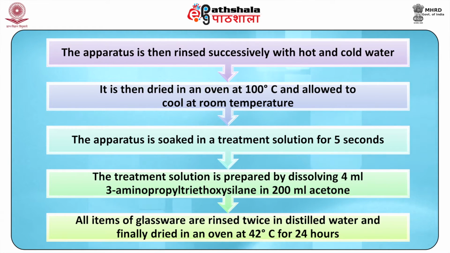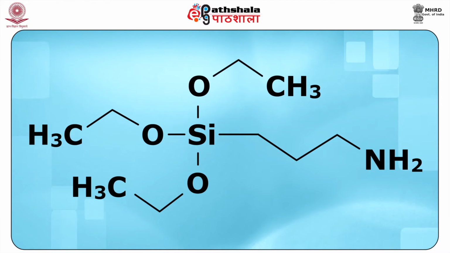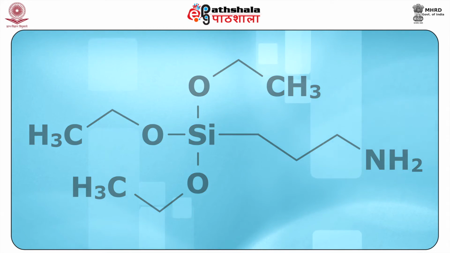Thereafter, the apparatus is soaked in a treatment solution for 5 seconds. The treatment solution is prepared by dissolving 4 ml 3-amino propyl triethoxysilane in 200 ml acetone. The structure of 3-amino propyl triethoxysilane is depicted in the given figure. All items of glassware are rinsed twice in distilled water and finally dried in an oven at 42 degrees Celsius for 24 hours.